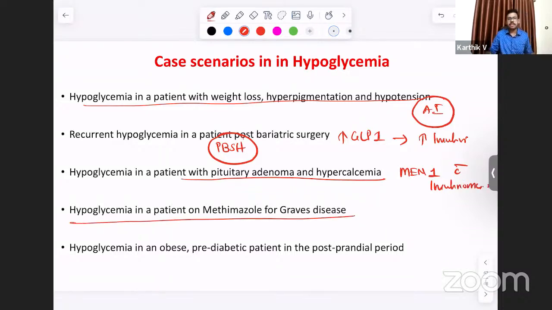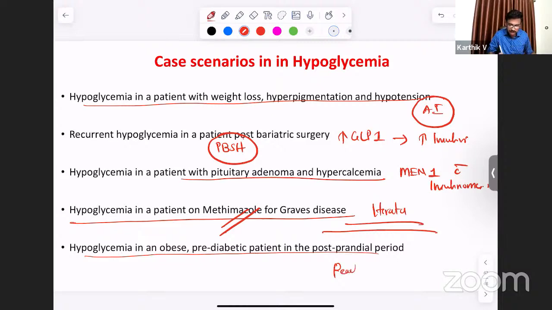Hypoglycemia in a patient on methimazole for Graves' disease: you have seen methimazole is an important culprit that can result in Hirata syndrome. So in such patients, you will always entertain the possibility of Hirata syndrome. Hypoglycemia in an obese pre-diabetic patient in the postprandial period, you should think of reactive hypoglycemia.